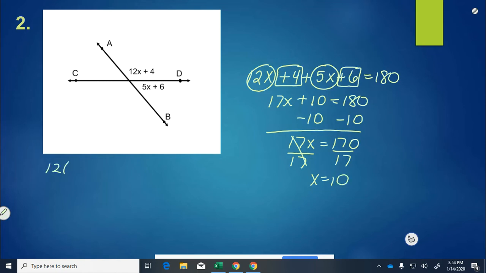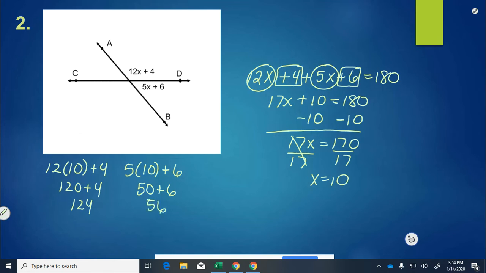We have 12 times 10 plus 4 is 120 plus 4, or 124. And then 5 times 10 plus 6 is 50 plus 6, or 56. And 124 plus 56 is 180, so we know we have that correct. So this is going to be 124, and this is going to be 56. This would also be 56, and this would also be 124 because of vertical angles being congruent.